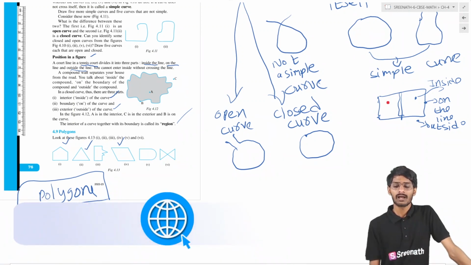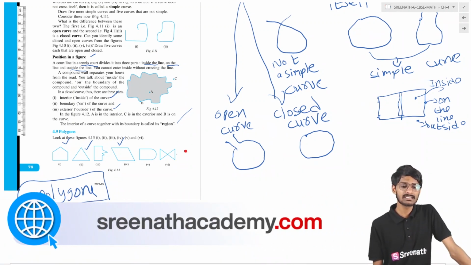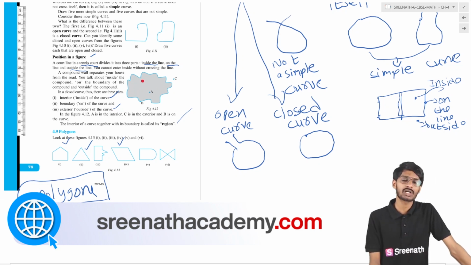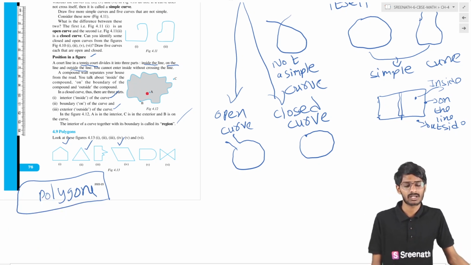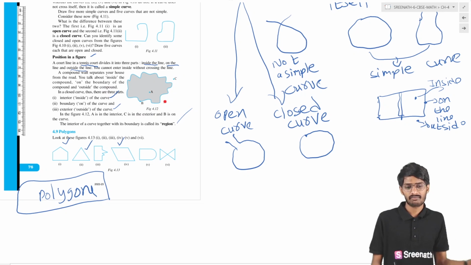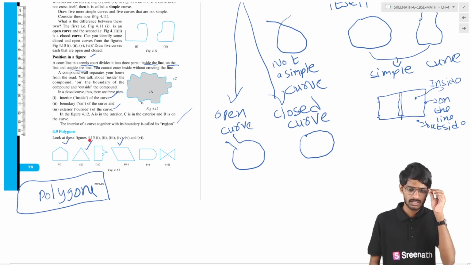So these simple curves have some region. Any point inside the curve we call the interior of the curve. Any point on the boundary of the curve we call the boundary of the curve. Any point on the outside of the curve we call the exterior of the curve, students. So what are polygons?